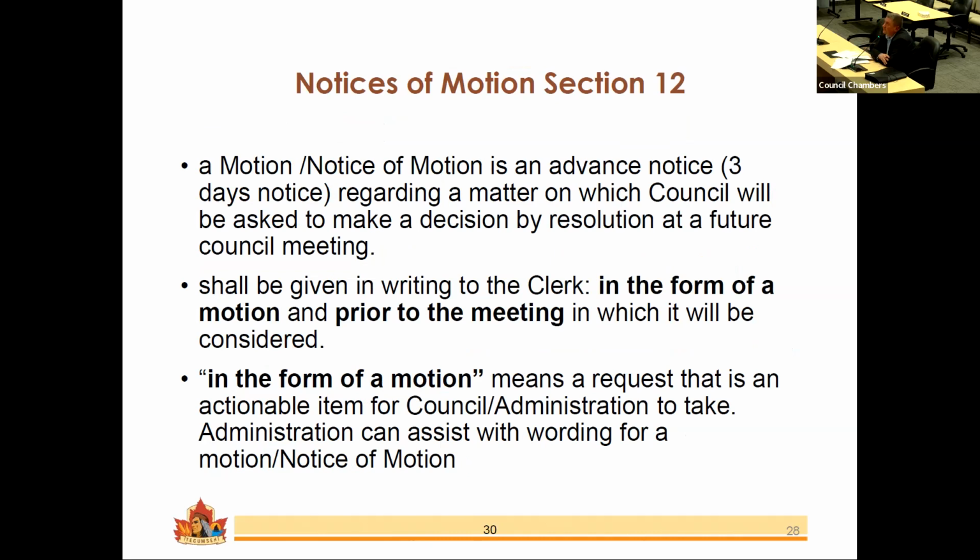Motions or notices of motion are addressed currently in Section 12 of the current version of the procedural bylaw. So it's exactly as stated. It's an advance notice. The bylaw states 3 days notice regarding a matter on which council will be asked to make a decision by resolution should be given in writing to the clerk in the form of a motion and prior to the meeting. And simply, in the form of a motion means a request that is clear and is an actionable item for administration to take. And certainly administration can assist as far as the wording itself for that desired motion that you wish council to consider.